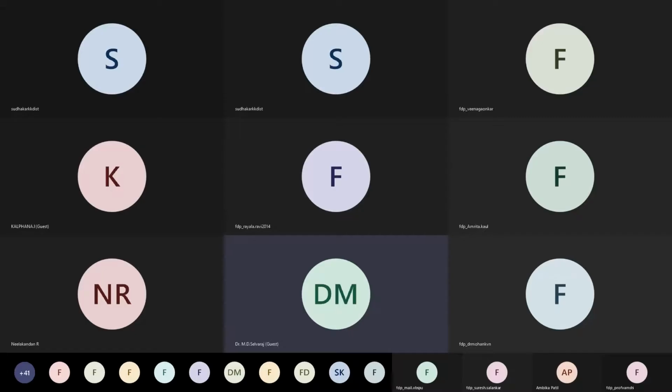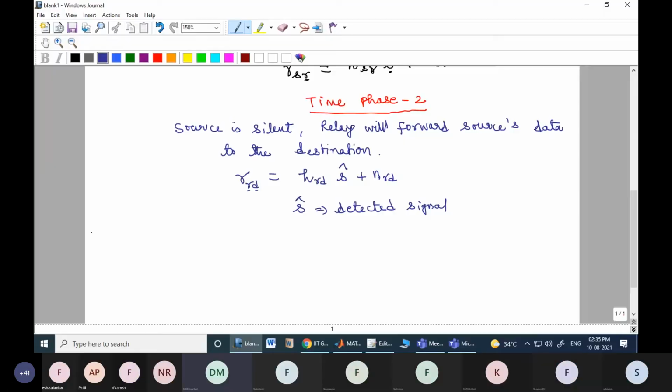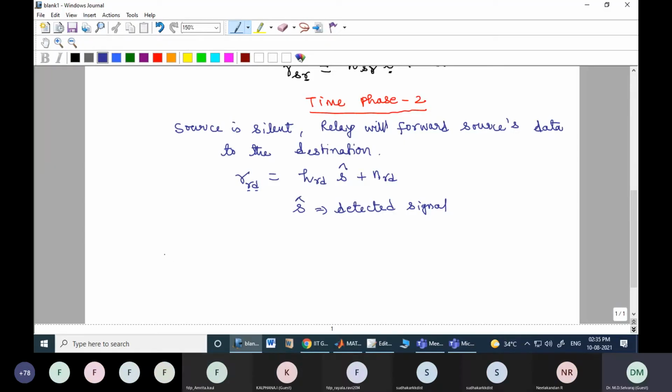Fine. Now we are going to go to the next step. At the destination, what are we going to get? I am going to get the 2 copies of the signal. For that, I just evaluate the instantaneous SNR. Let me evaluate the instantaneous SNRs.